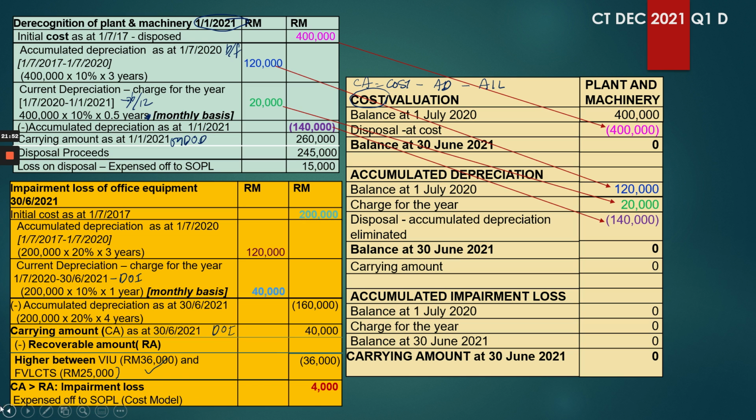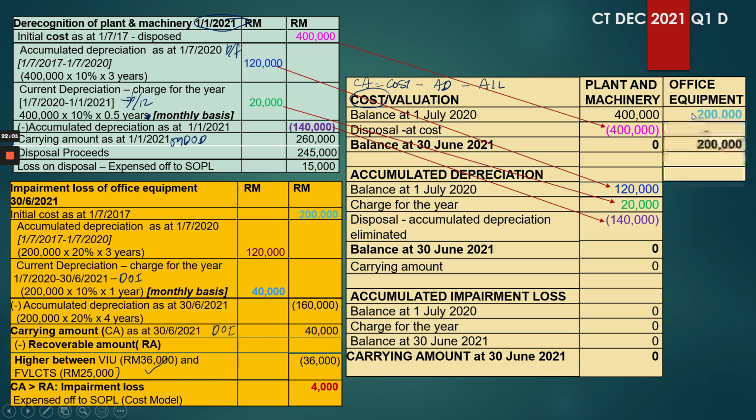So let's look at the impact in the notes. First, you have one more column for the office equipment. We take the 200,000. The 200,000 is this figure here because there was no disposal. So that was the initial cost on 1st of July that you include here. There was no other thing, it was just an impairment, so there was no disposal. At the end of the year, you have 200,000 for the cost of the office equipment.